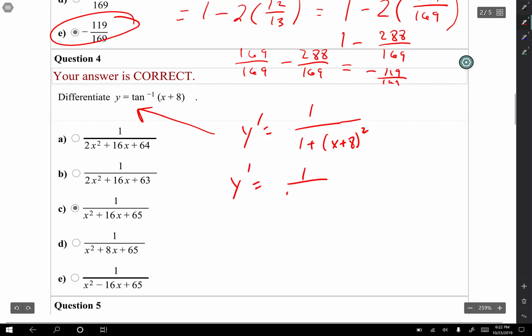1 over 1 plus x times x is x squared. 8x plus 8x is 16x. And 8 times 8 is 64. There's a 1 there, so I add it. So 1 over x squared plus 16x plus 65. And then I'll look for that.